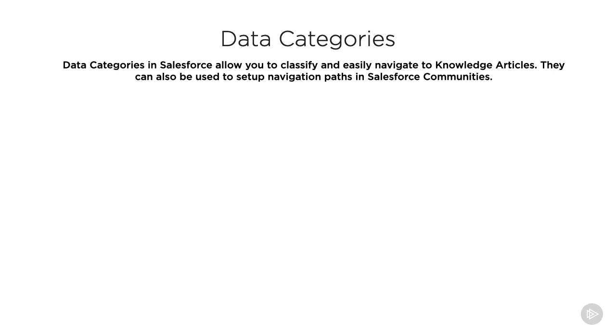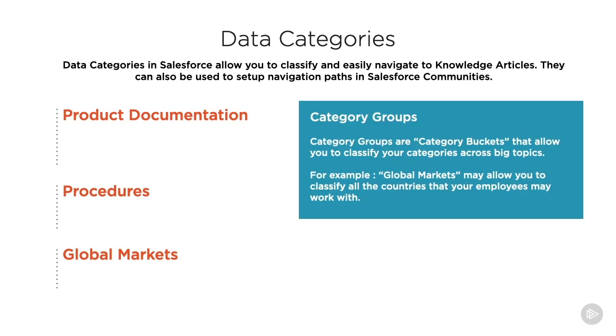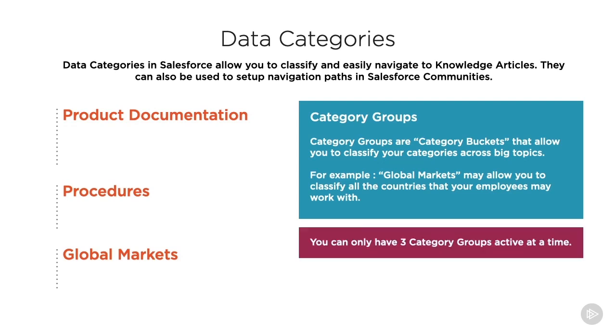To exemplify our data categories, let's create 3 big category containers: product documentation, procedures, and finally, global markets. Those are called category groups. They are used to specify the big buckets in which categories fall. For example, here in global markets, we could add a category for each country that the company interacts with. There is a catch though. You can only have 3 active category groups at a time. So you need to plan them carefully before setting them up in your organization.